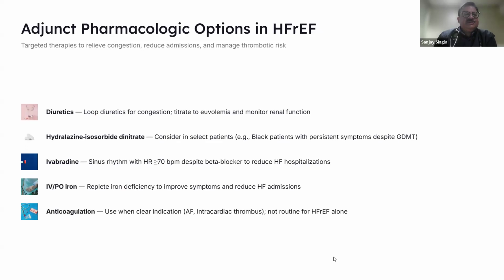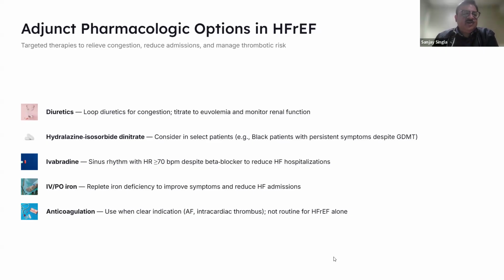So, adjunct pharmacological options: diuretics are to be given only to relieve the congestion. Hydralazine isosorbide dinitrate can be given in select patients who have persistent symptoms despite GDMT. But right now I say that vericiguat is our fifth pillar. Ivabradine, in sinus rhythm with heart rate more than 70 in spite of beta blocker, as I told you.